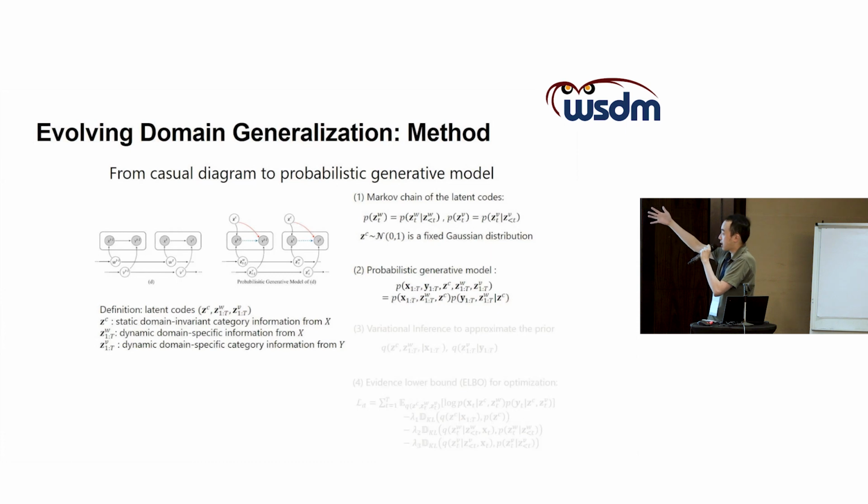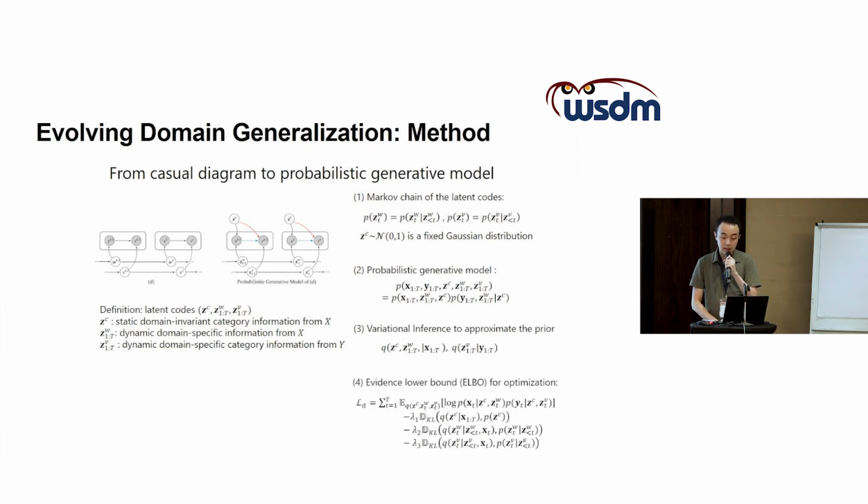Because now we have this probability generative model, to solve it we have a very elegant tool, which is variational inference. We can approximate the prior, and this can be done by optimizing the ELBO. We call this optimizing the evidence lower bound, ELBO. So here is the objective function. What we are going to do is to optimize this part to model this dynamics.